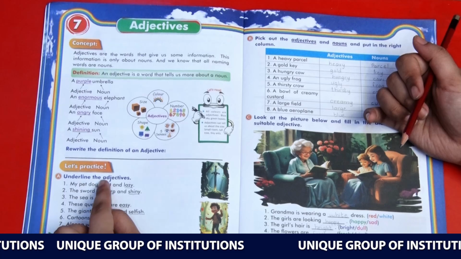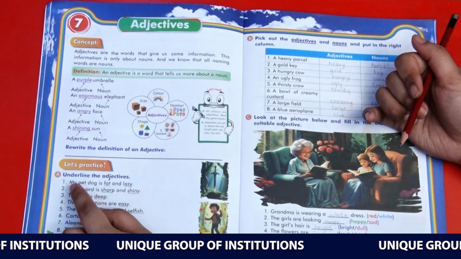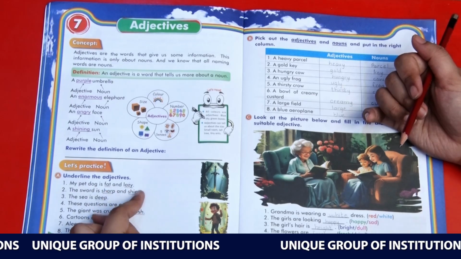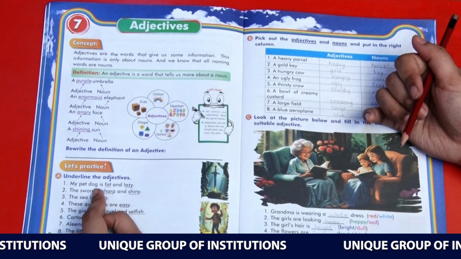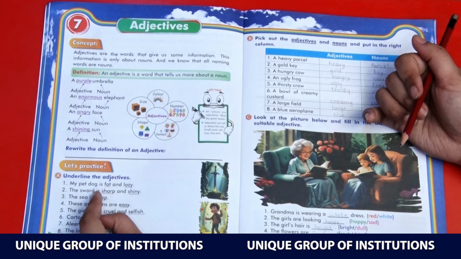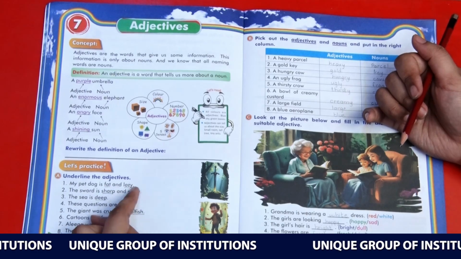The second question is to underline the adjectives. We are given different sentences, and here we need to underline the adjectives. My pet dog is fat and lazy. Dog is our noun here, so we need to find out what kind of dog it is. It is fat and it is lazy. So underline fat and lazy.